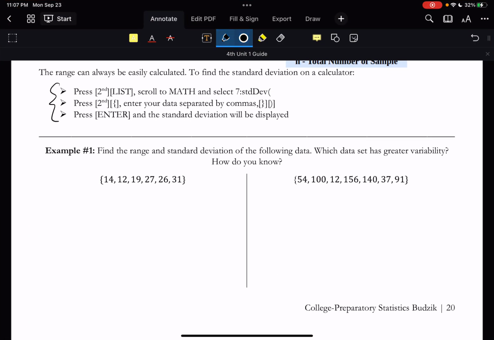Okay. And now we can just go ahead and put in our data points separated by the comma, which is right above the 7. So I'm going to type in 14, comma, 14, comma, 12, comma, 19, 27, 26, 31, and then close up the parentheses, and then you can go ahead and hit enter, and that gives you a standard deviation of about 7.66 if you were to round that. And again, I got that just from the calculator.